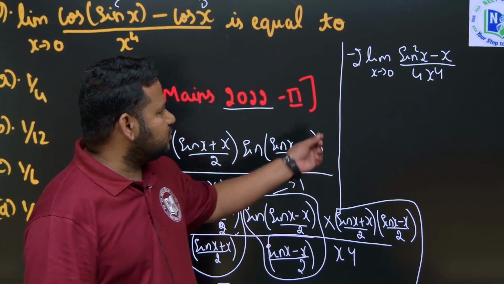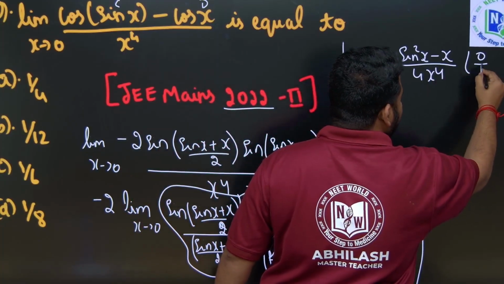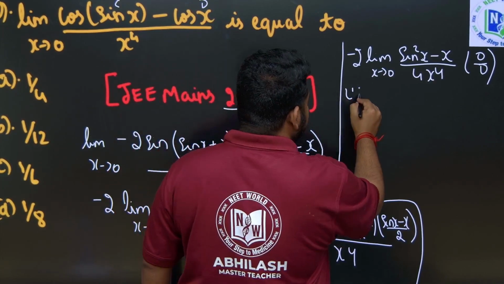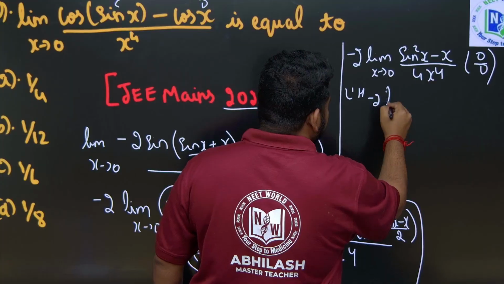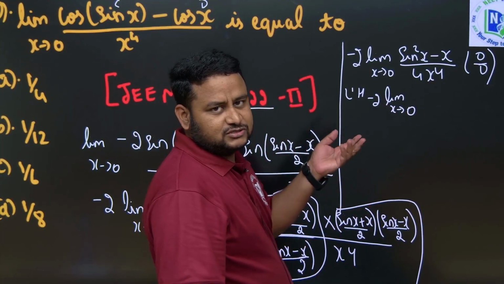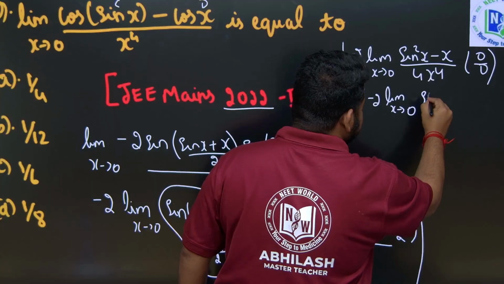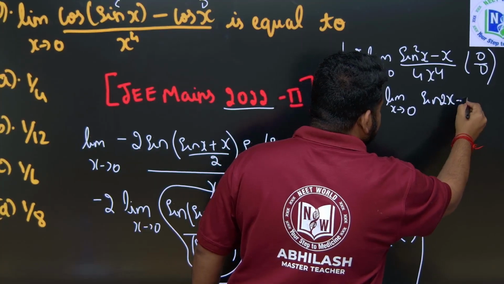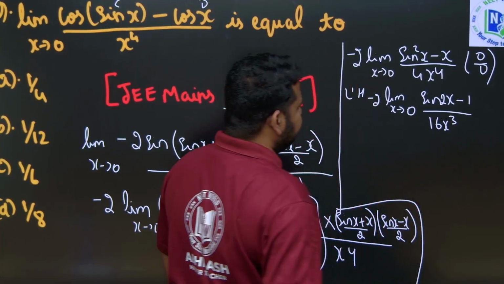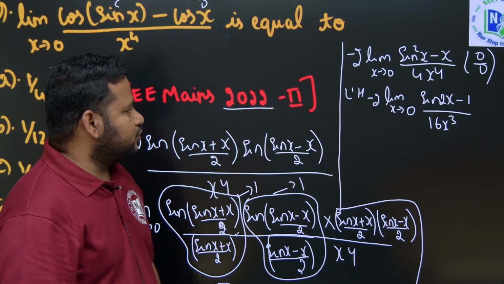So if I apply 0, this is of the 0 by 0 form. So what should I do, friends? I should apply L'Hospital's rule here. So this will become minus 2 times limit x tends to 0. Derivative of sin square x is 2 sin x cos x, and 2 sin x cos x is nothing but sin 2x. Let me write it as sin 2x, minus 1 by 4 into 16x cube.